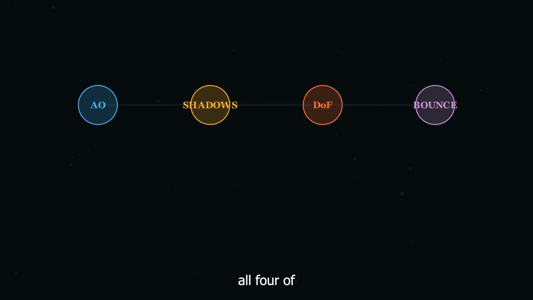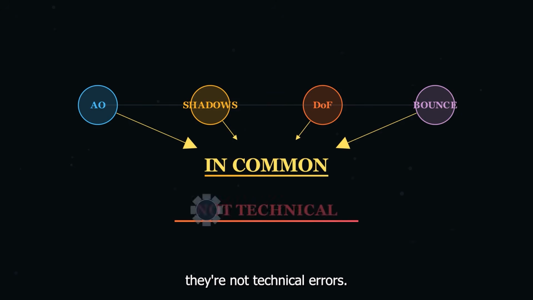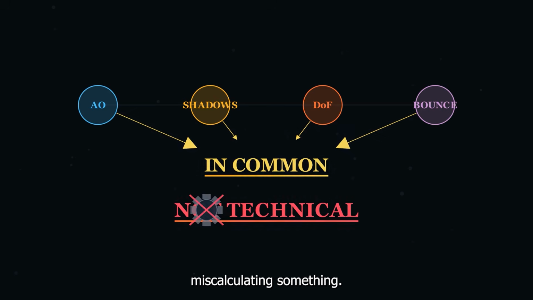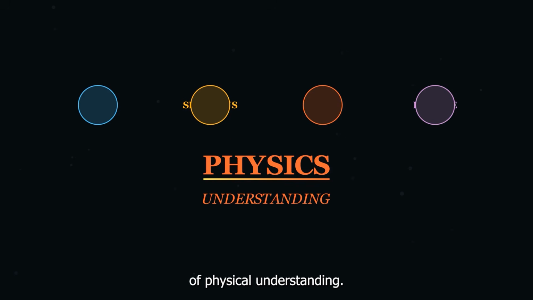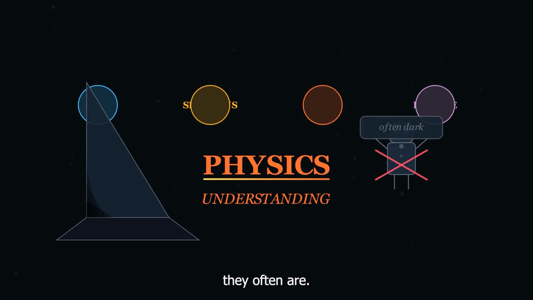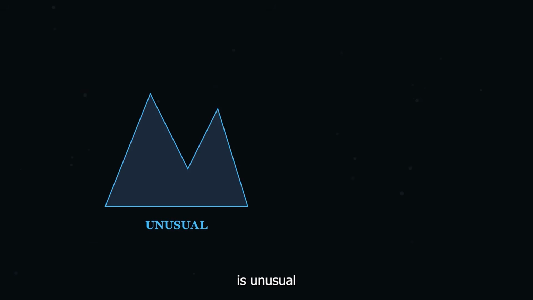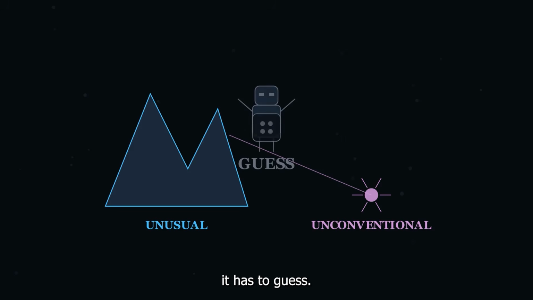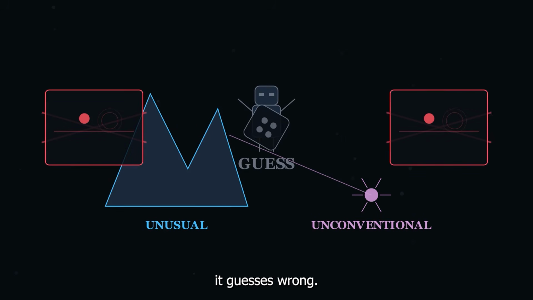So look at what all four of these have in common. They're not technical errors. AI is not miscalculating something. These are failures of physical understanding. AI does not know why the corners are dark. It just knows that they often are. So when the geometry is unusual or the lighting is unconventional, it has to guess. And most of the time, it guesses wrong.